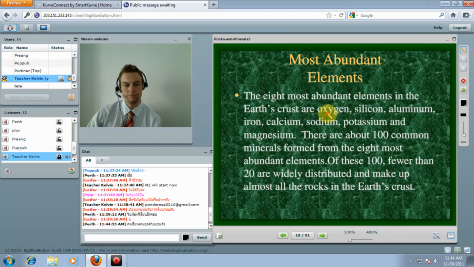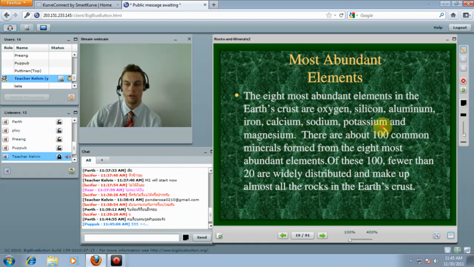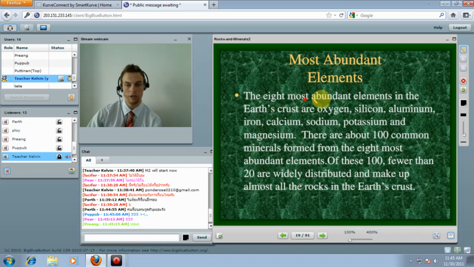So oxygen, silicon, aluminum, iron, calcium, sodium, potassium, and magnesium. These are the most abundant elements that make up the Earth's crust. There are 100 minerals that form from these, but they're mostly common, and they're not valuable or anything. They're not like diamonds or things that are of value, but the combinations of these elements form the minerals.